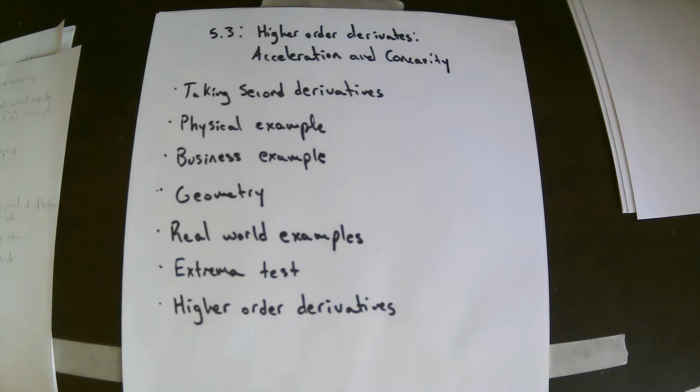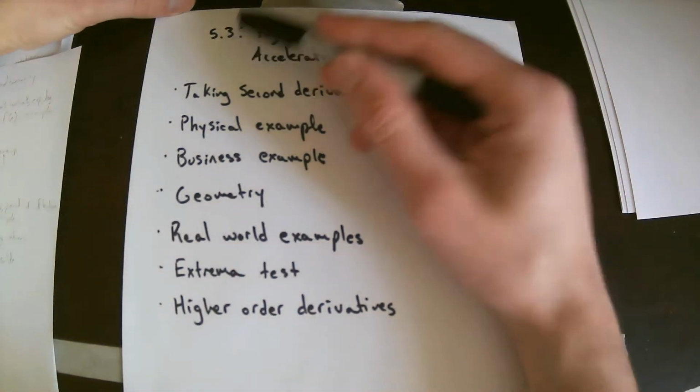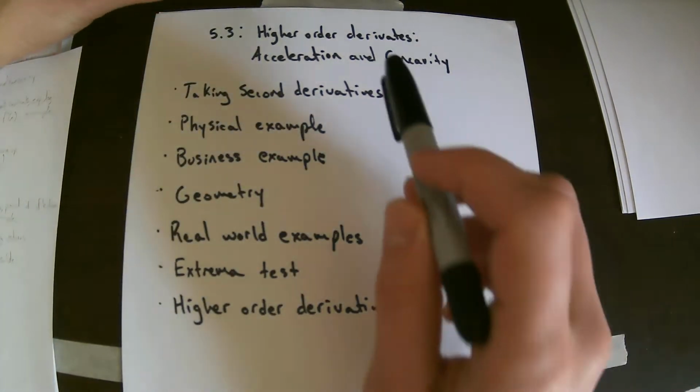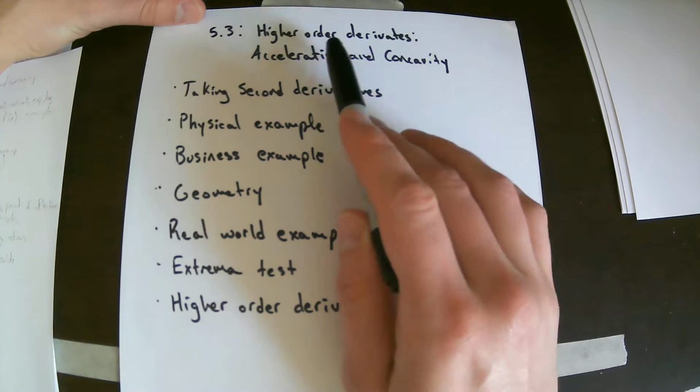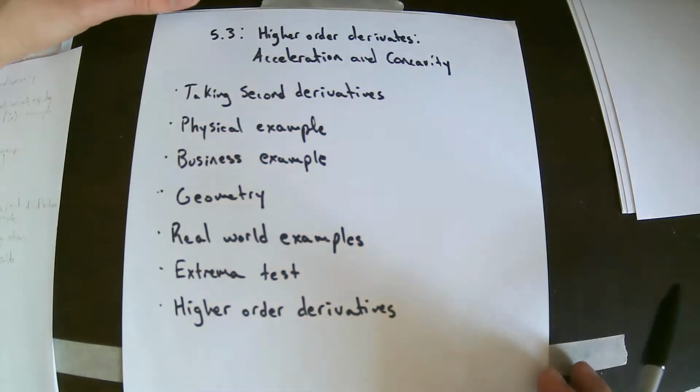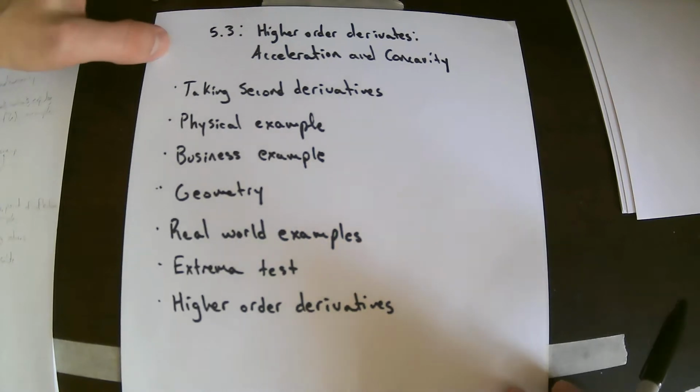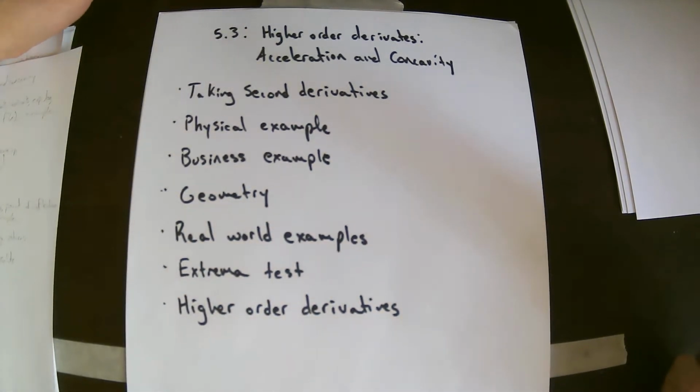Okay, so this is lecture 5.3, or rather section 5.3 from the text. It's entitled Higher Order Derivatives, Acceleration, and Concavity. For the most part of this lecture, we're going to be focusing on the second derivative.